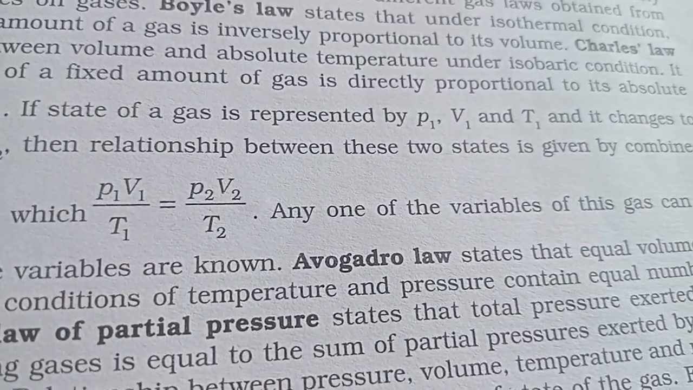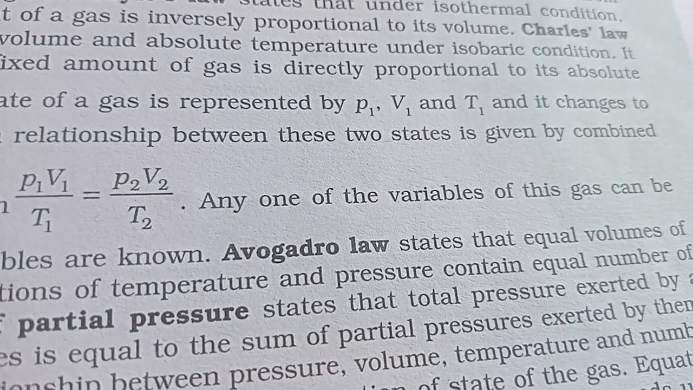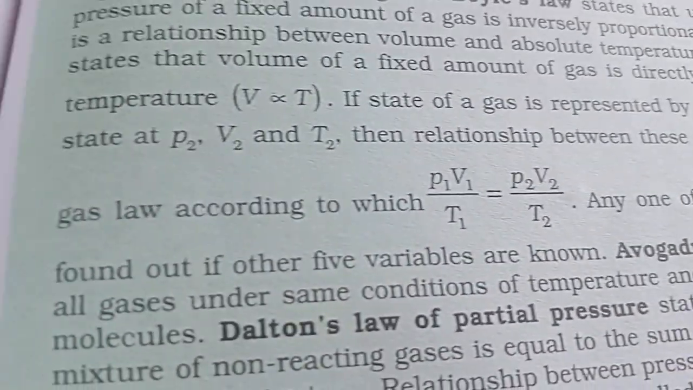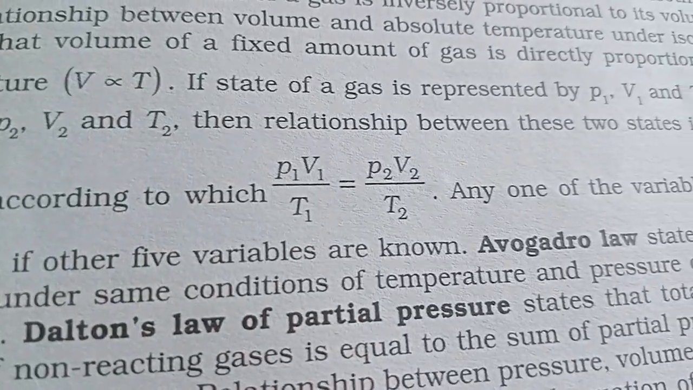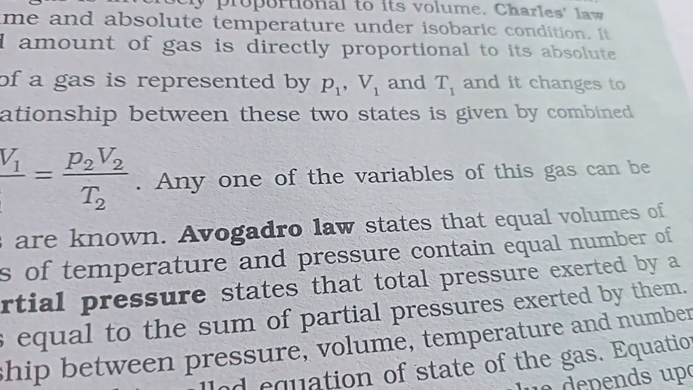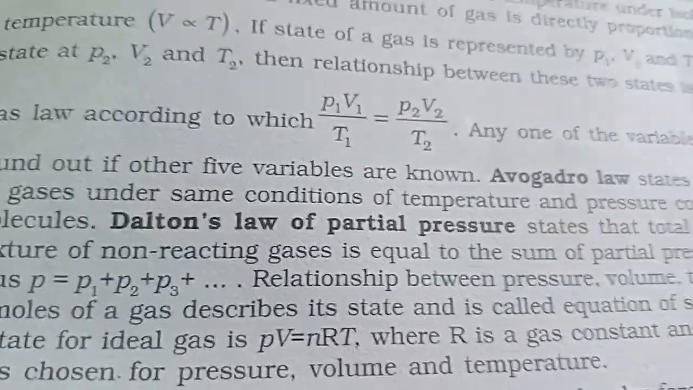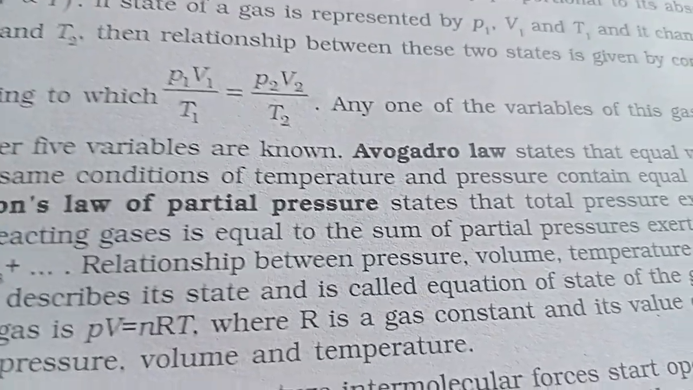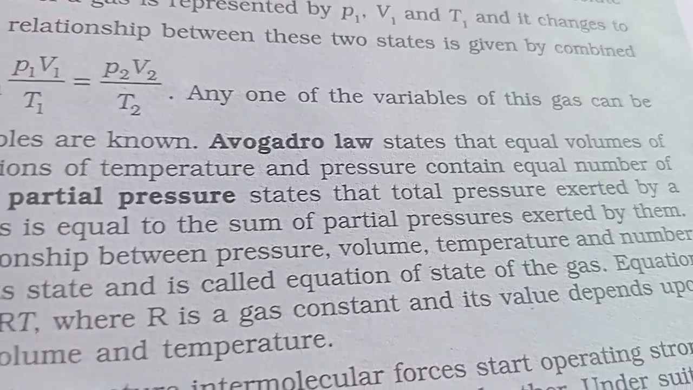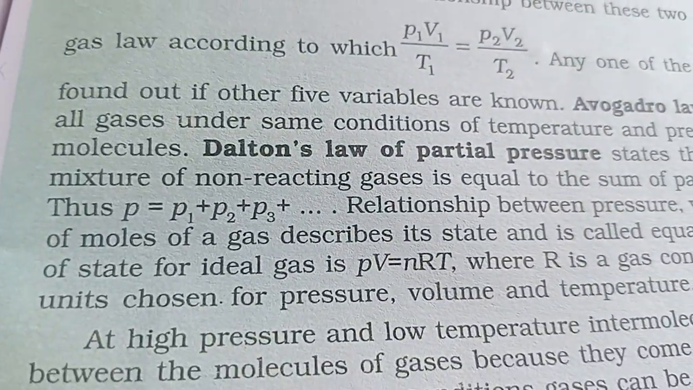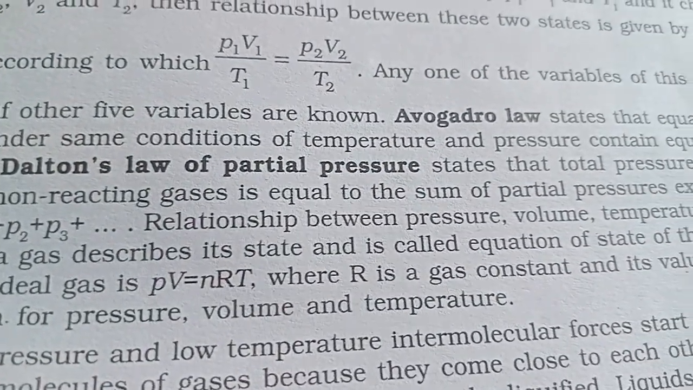If the state of a gas is represented by P1, V1 and T1, and it changes into P2, V2 and T2, then the relationship between these two states is given by the combined gas law, according to which P1V1/T1 is equal to P2V2/T2. Any one of the variables of this gas can be found out if the other 5 variables are known.